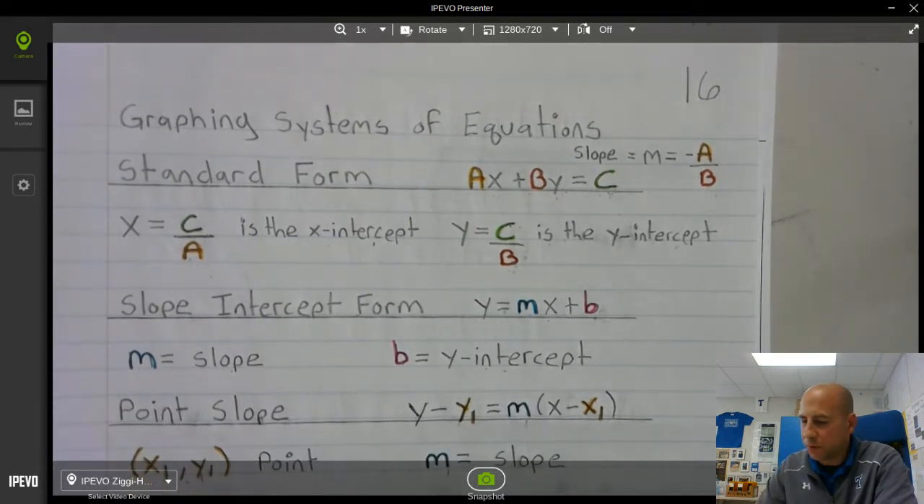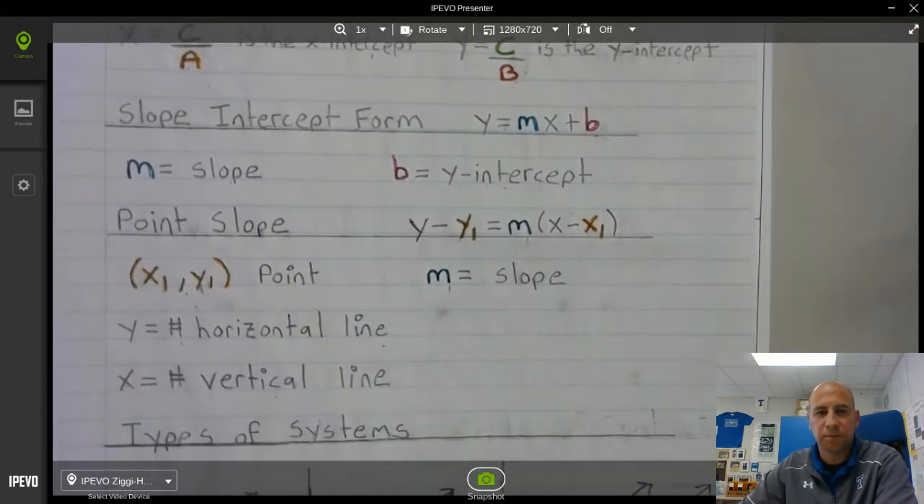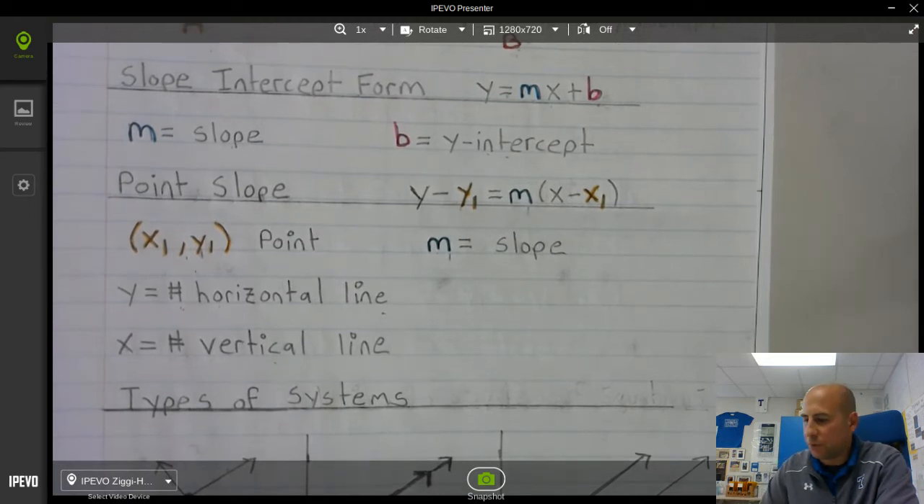All right, next one, slope-intercept form, which is y equals mx plus b, where m equals slope and b equals y-intercept. So if you want to pause a moment to update those. All right, next one is point slope, which is y minus y1 equals m parentheses x minus x1, where x1, y1 is the point, and m equals the slope. Now, in this form, y equals a number is a horizontal line, and x equals a number is a vertical line. So if you would, pause for a moment and update point slope.